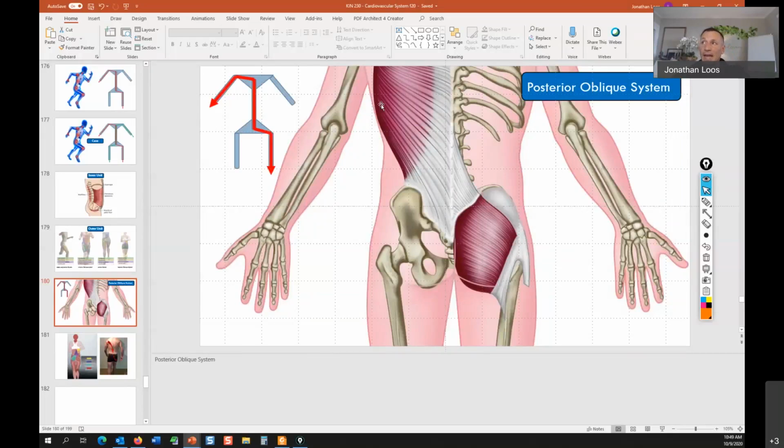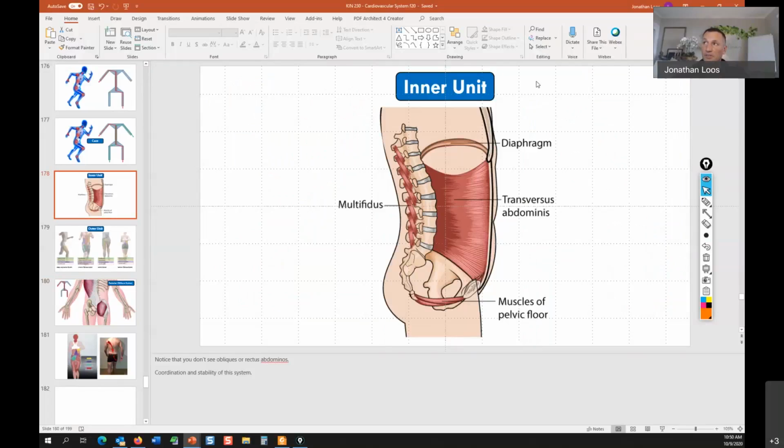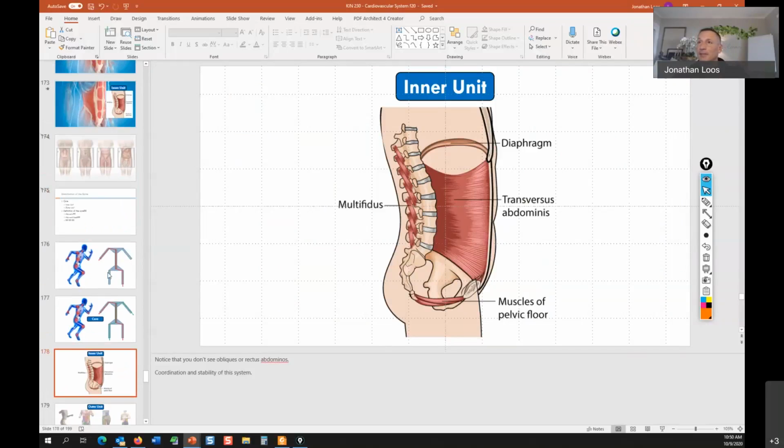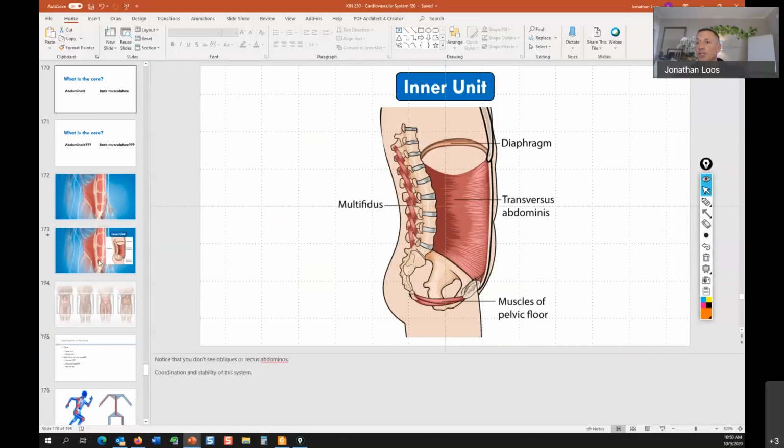So I would argue that your lat and your glute are more core muscles than your rectus abdominis, right? That's not true, but I'm just saying that your lat and your glute are just as important for the outer unit as your abdominals, which get all the attention. But your real core, where dysfunction is happening, is here in this inner unit. And I think outside of that, everything else is pretty straightforward.